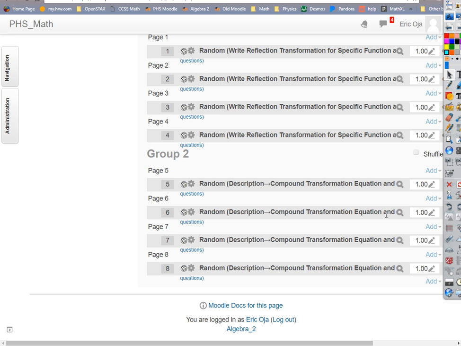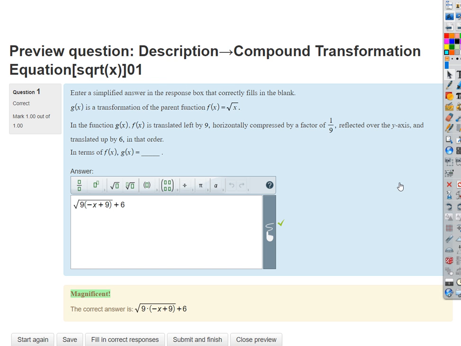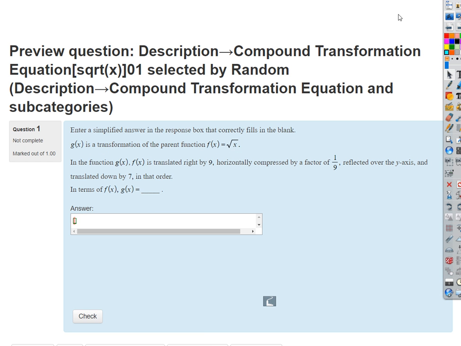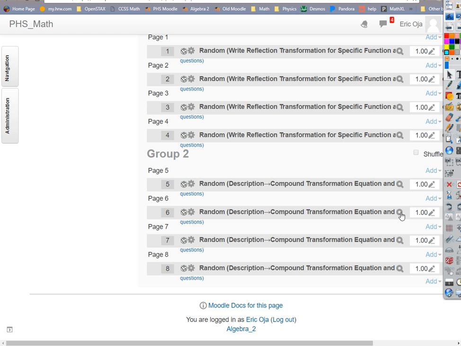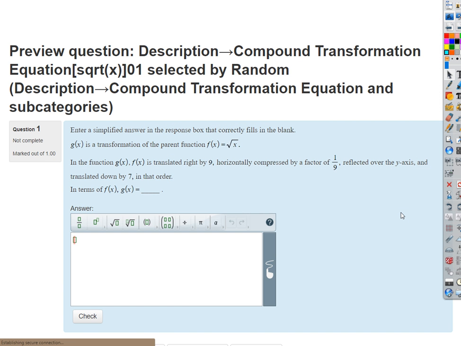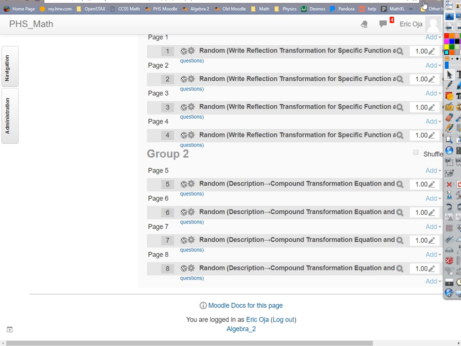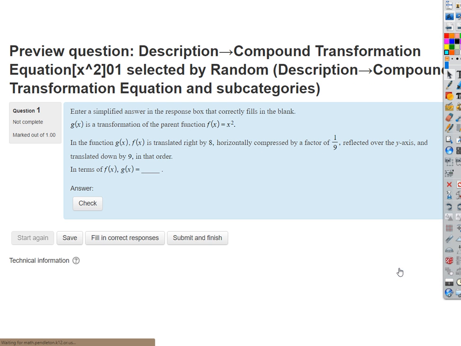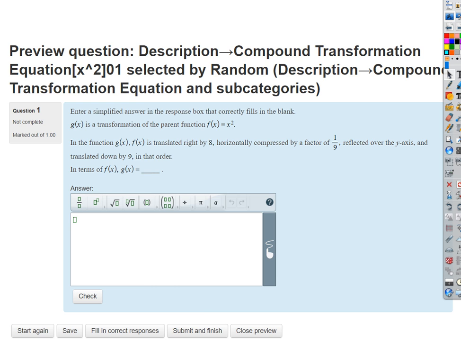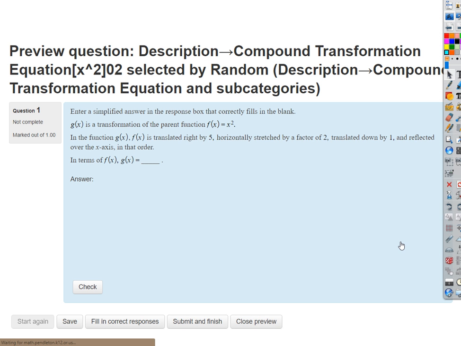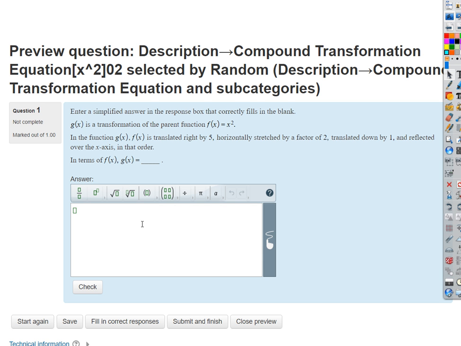Let's do one over the x-axis. Nope, that's y-axis again. Let's get an x-axis. There we go. So now let's start with this one.